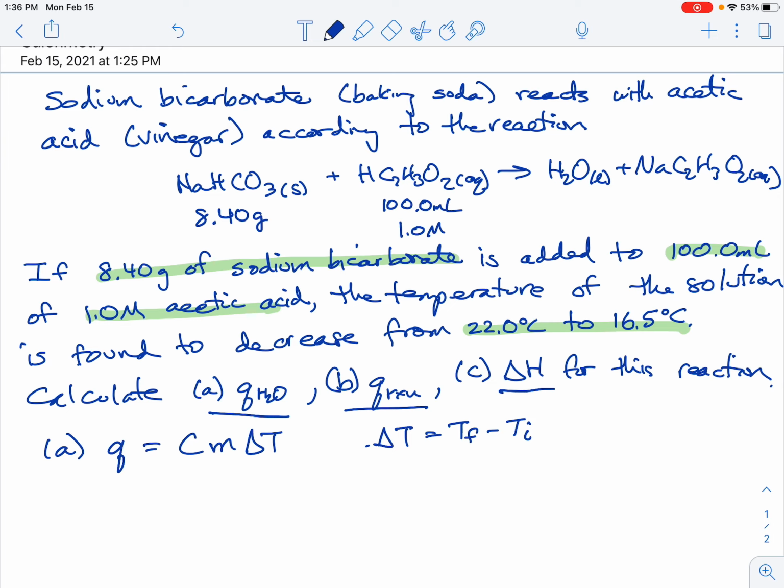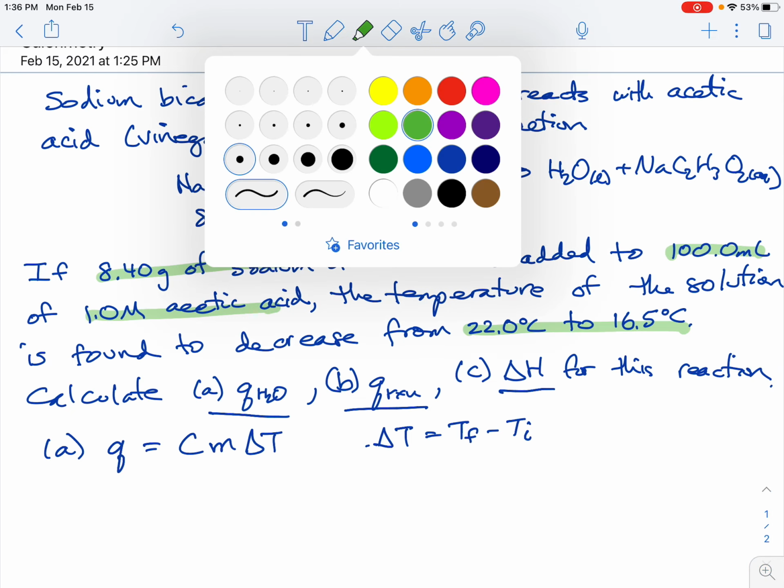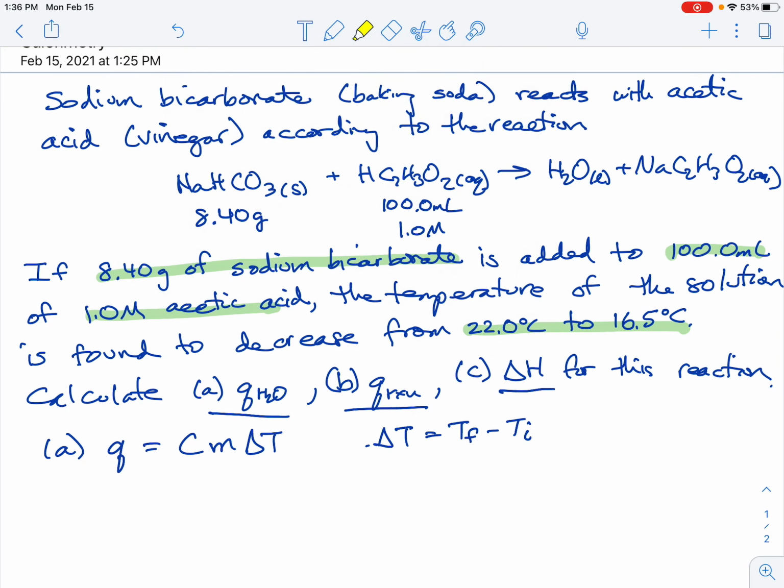We always do this for solution reactions as though the solution is entirely water. So we're going to pretend that this 100 milliliters of solution we have, the 100 milliliters of the 1 molar acetic acid, is 99% water, which is close enough to 100% water. And we're going to run with that as our water.